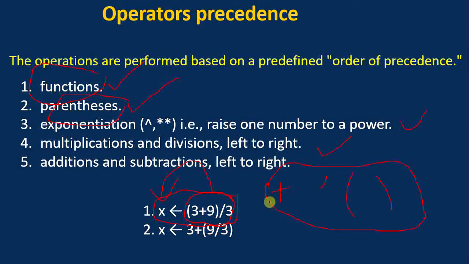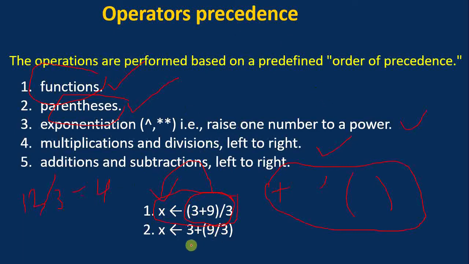Out of these 3 operators, the parenthesis will have the highest priority, so the parenthesis will be executed. So first 3 plus 9 will be executed, 12, and then this 12 will be divided by 3, which results in 4. So x will have a value of 4.